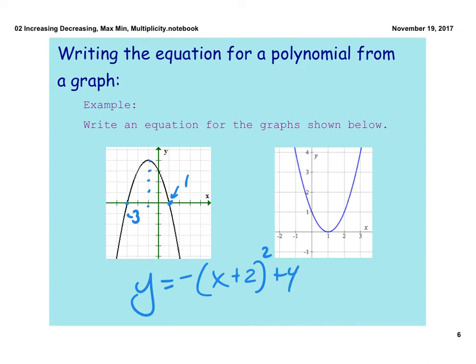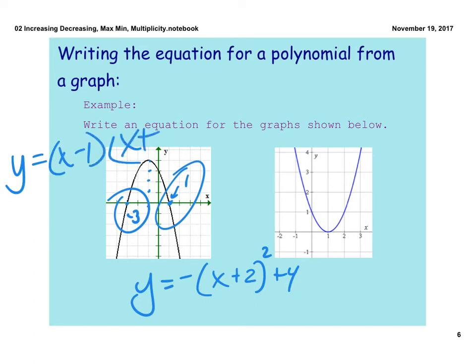That's vertex form. If we're going to use the 1 and the -3, do you remember how I would go like this? X minus 1, x plus 3. But oops, it's upside down, negative in front. Does that ring a bell?